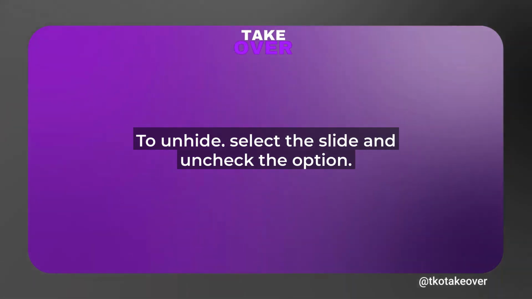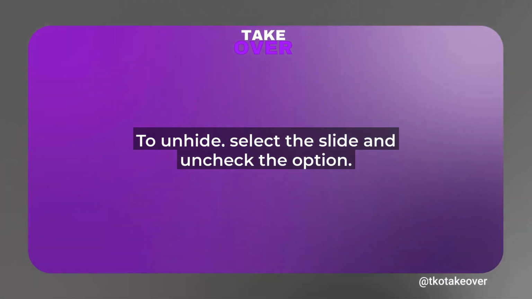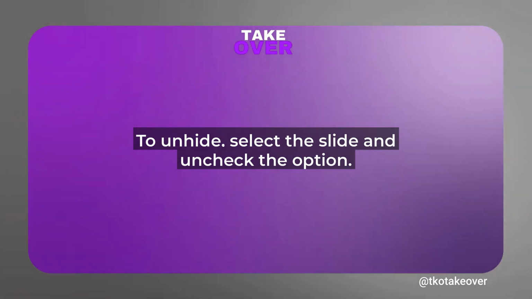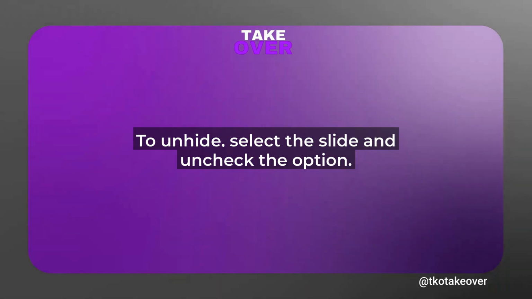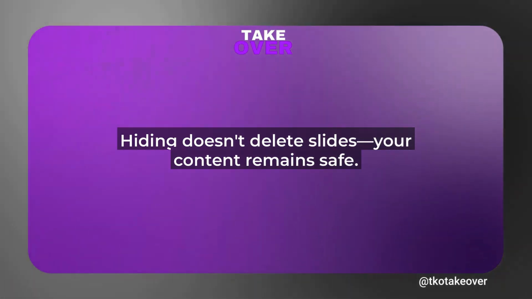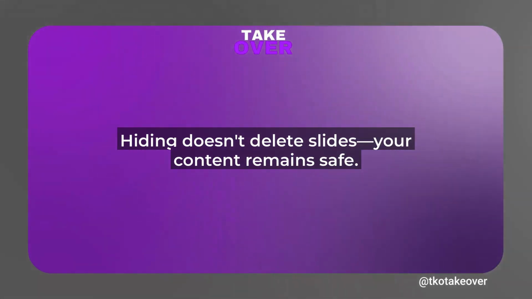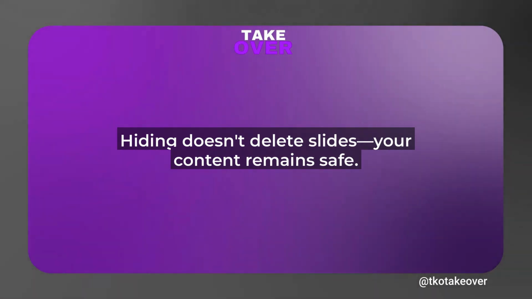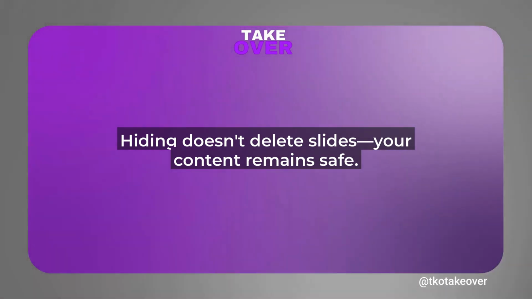But wait, what if you change your mind? Unhiding is just as easy. Select the hidden slide again in the navigator. You'll notice it might have a little eye icon or be grayed out to indicate it's skipped. Go back to the Slide menu and uncheck the Skip this slide option.